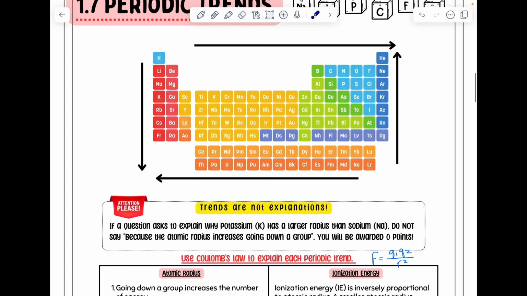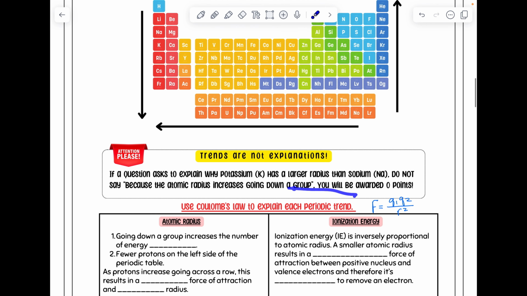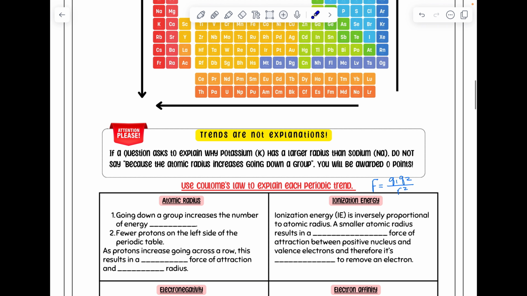The first thing that we need to understand is that we're going to use Coulomb's law to explain each of the periodic trends. Remember that Coulomb's law says the electrostatic force is equal to the charge on one ion times the charge on the other over radius squared. They should be oppositely charged to attract each other. Remember, opposite charges attract and like charges repel.